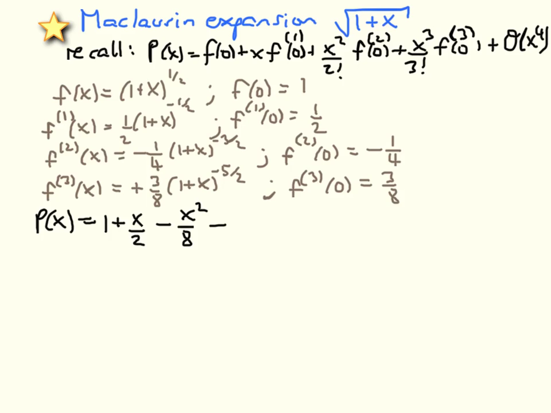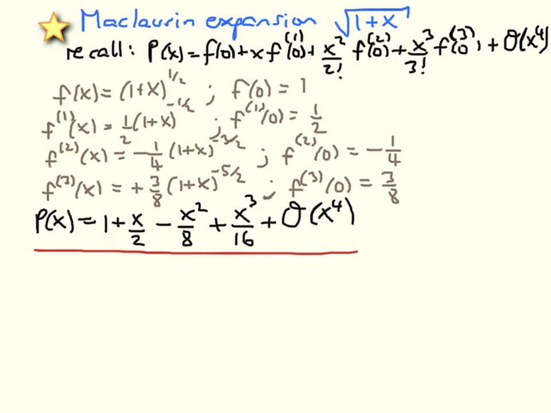So we get plus x cubed over 16, and we stop there with an uncertainty about the form of the term of order x to the fourth. So this is our answer for the Maclaurin expansion. Now, if you take the square root of 1 plus x and you square it, you should get 1 plus x.